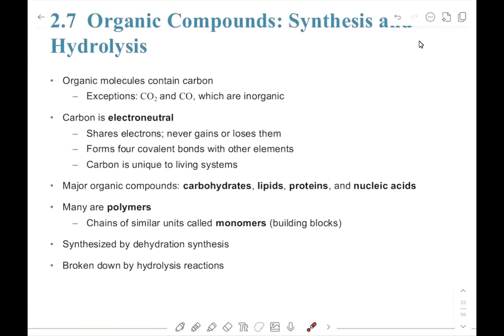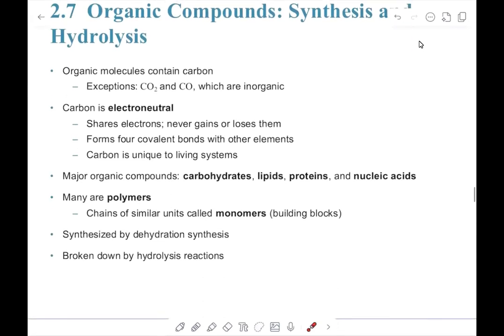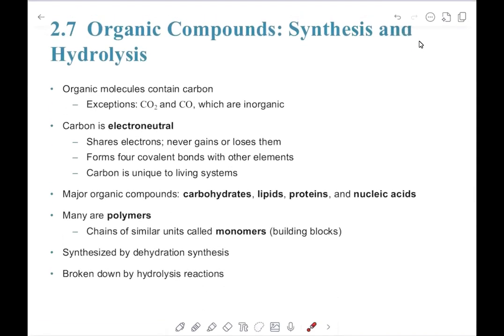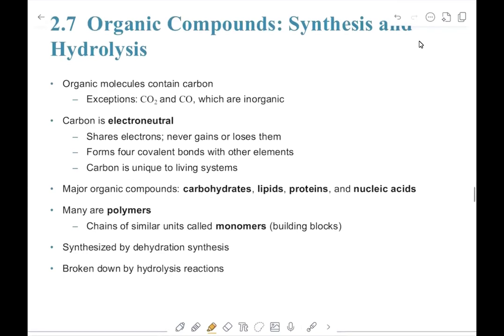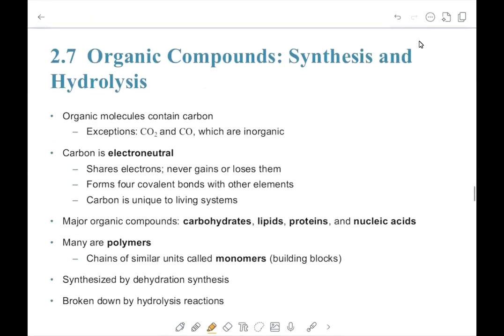So with organic compounds, there is synthesis and hydrolysis. So essentially, those two mean the same things. So you should know that, I'm sorry, they're actually opposites. Excuse me for saying that. So dehydration synthesis is the removal of water, and hydrolysis is the addition of water to break a bond.